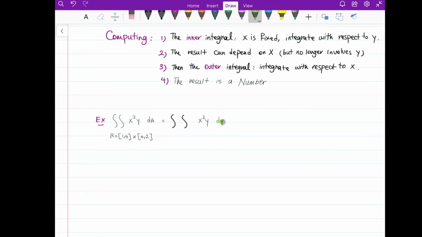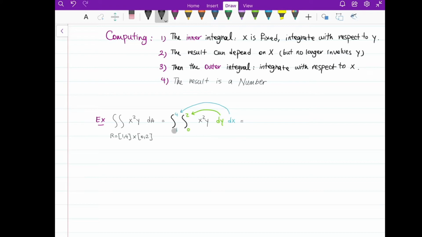So when I have dy in here, I need to pay attention to y's. So y is from 0 to 2. That's why I'm going to put the bounds for y in here, right? And then for the outer integral, because I have dx, I need to write the bounds for x, which is the first interval, 1 to 4. So pay attention to all these details.